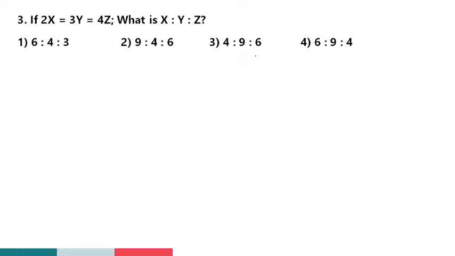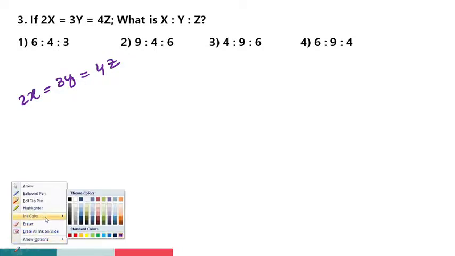And move on to the next one, guys. Here, if 2x is equal to 3y is equal to 4z, what is x is to y is to z? 2x is equal to 3y is equal to 4z. Find out the x is to y is to z value, guys.